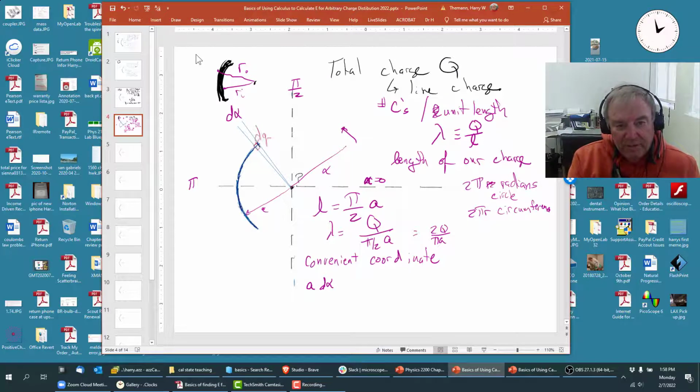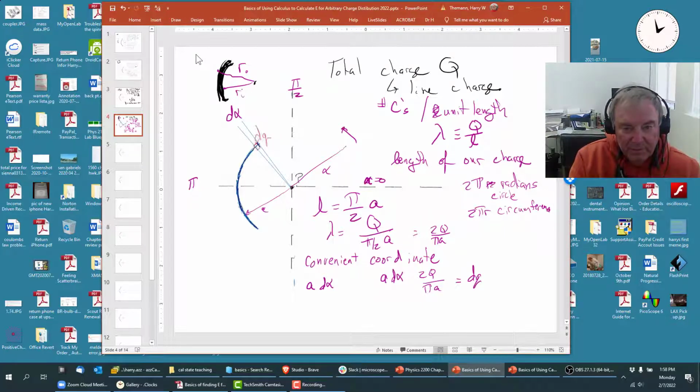So if we take the length of dq and multiply it by the charge per unit length, so that means A times d alpha, and we multiply it by 2Q over pi A, this is going to equal how much charge we have, because we're going to get meters times coulombs over meters, and we end up with coulombs.